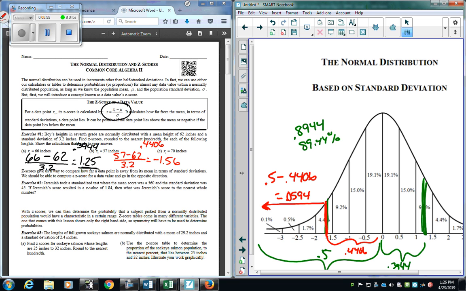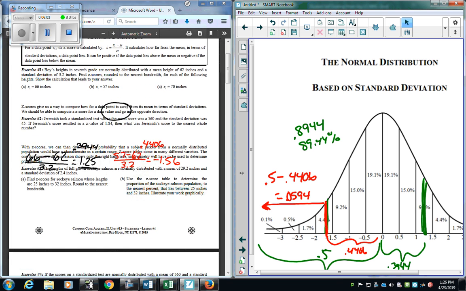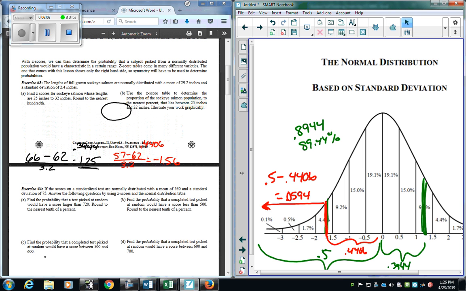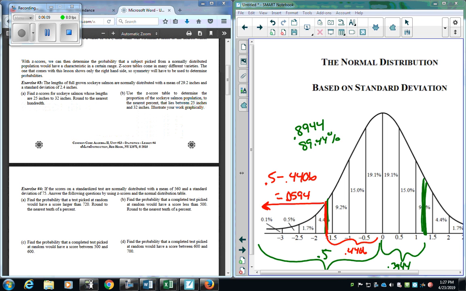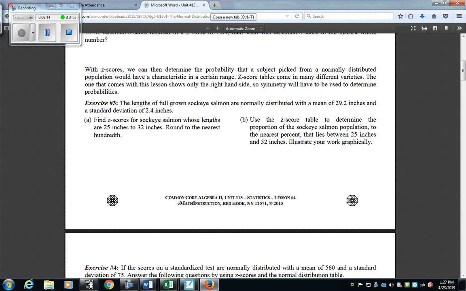So we're going to look at some examples like this, dealing with these values. If we take a look at exercise 3, I'm going to make this a little larger right now. They want us to find the z-scores for 25 and 32. We have a mean of 29.2 and a standard deviation of 2.4. I'll do the 25 first, and then the 32 second.